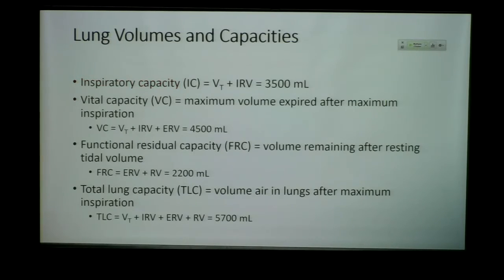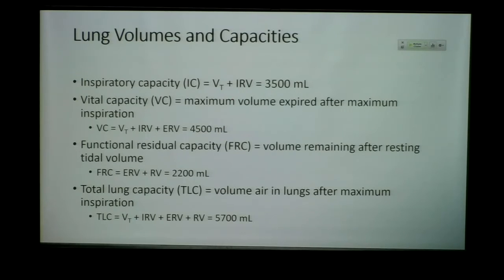Okay, so from those volumes, we can then speak about capacities. Capacities are basically how we add and subtract and make deductions about the air that's moving from the volumes that we can actually measure. So we cannot actually physically measure the capacities, but we can simply add volumes together and come up with those capacities. So your inspiratory capacity is your tidal volume plus your inspiratory reserve volume. So that's all the air that you can move in, okay?